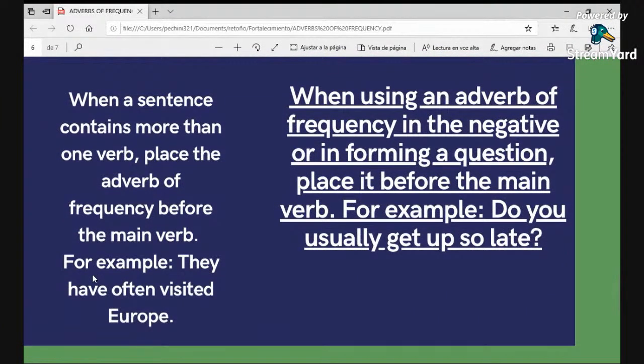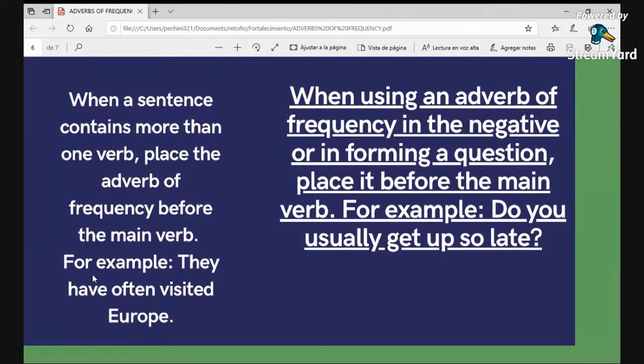It is different when you have two or more verbs. For example, in the case of present perfect or past perfect, you are going to be including more than one verb in your sentence. So what you have to do is to place the adverb of frequency before the main verb. For example, they have often visited Europe.